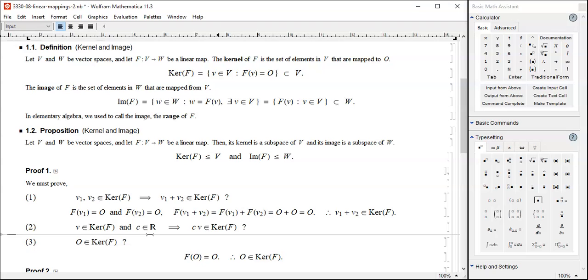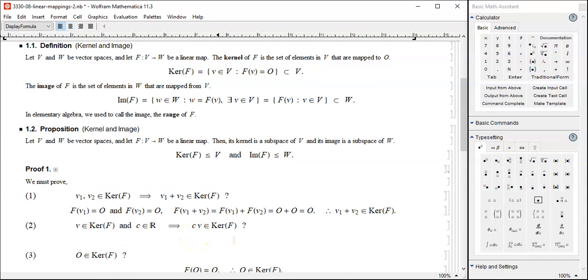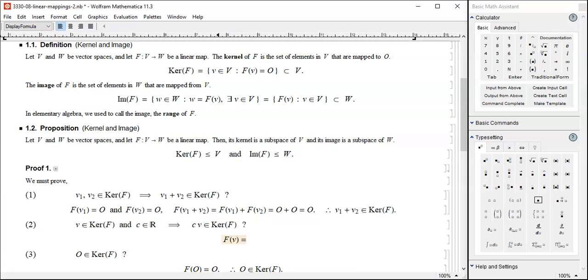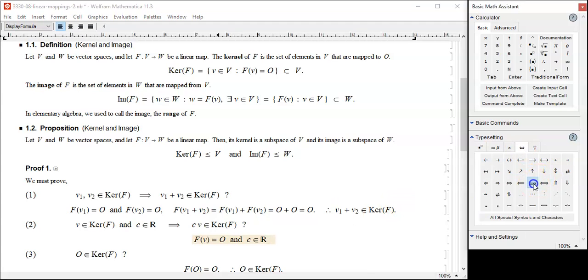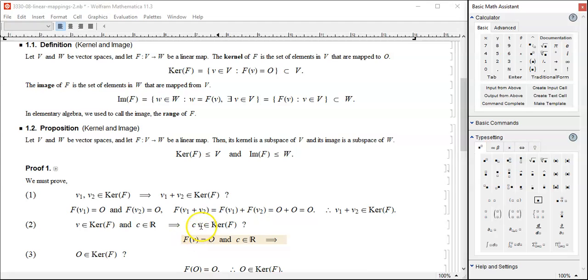Let's see, shall we use the same idea to prove number 2 here? Let's go ahead and do that. So what do you mean by V belongs to the kernel? F of that vector is equal to 0. That's the condition for kernel. And then C belongs to the scalars. Then we have to prove that C times V belongs to the kernel, which means that f of that vector is equal to 0. So we're going to prove that f of C times V is equal to the 0 vector. That's what we want to prove.